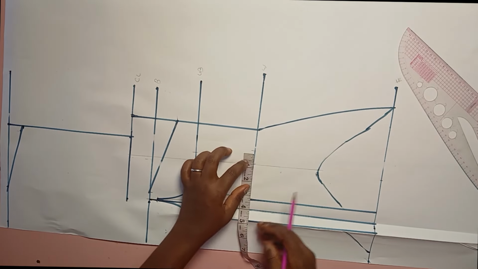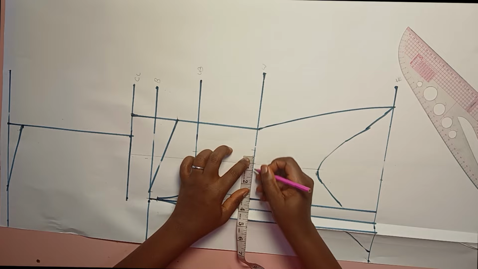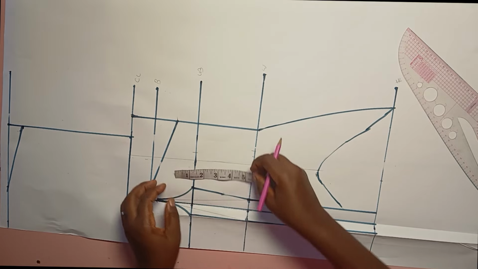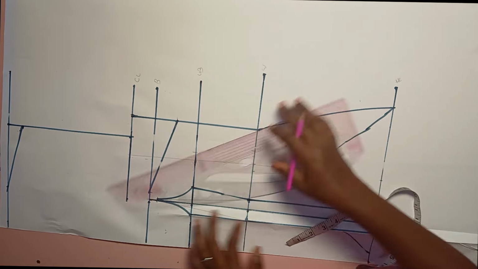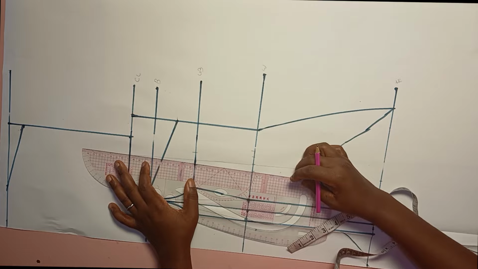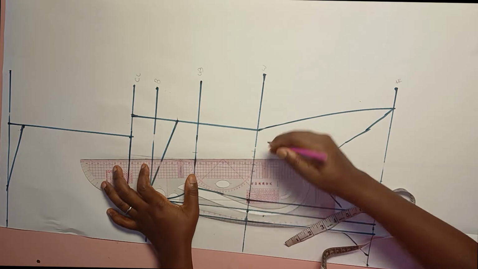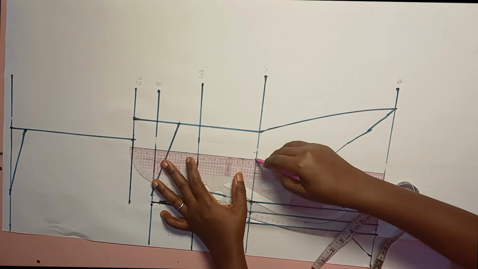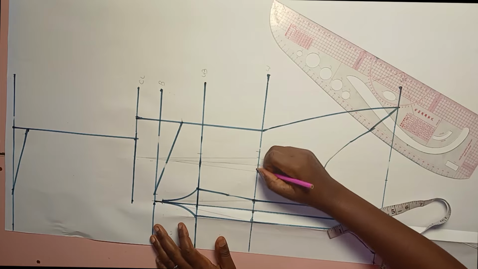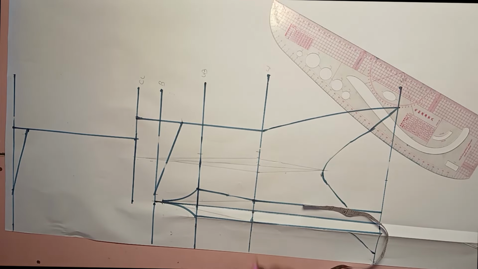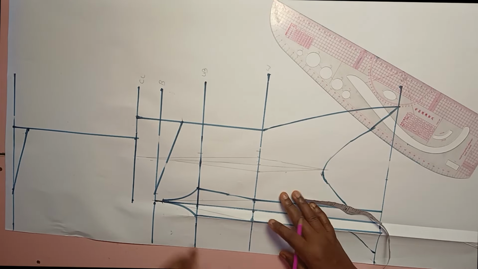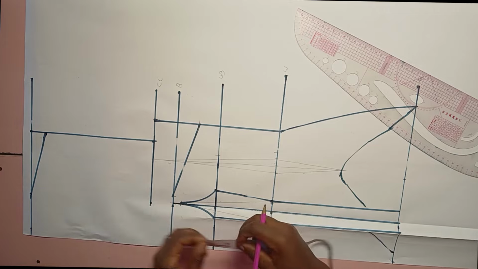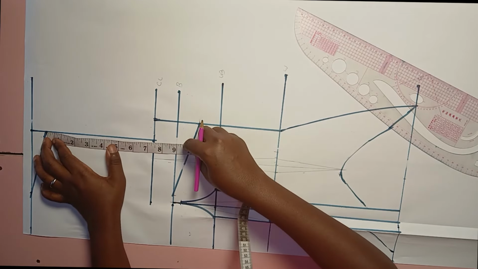Then on both sides, I will cinch it by 0.5. If you don't want it to be up to 0.5, you just cinch it by 0.25. It should be okay. So I'll connect it. So this is me taking out 1 inch from this side and 1 inch from the other side also. So once we have done that, now let's draw out our armhole.